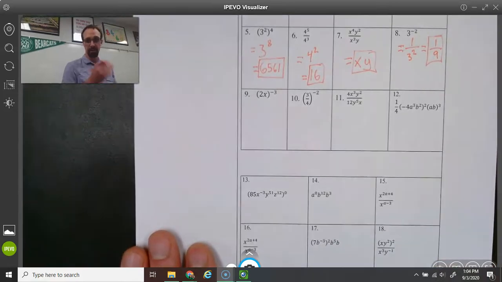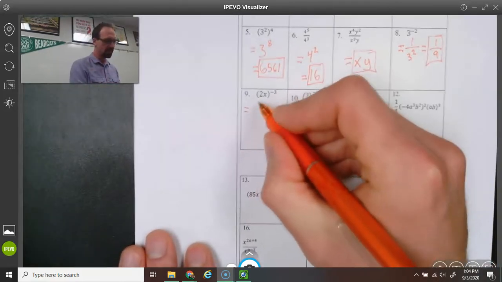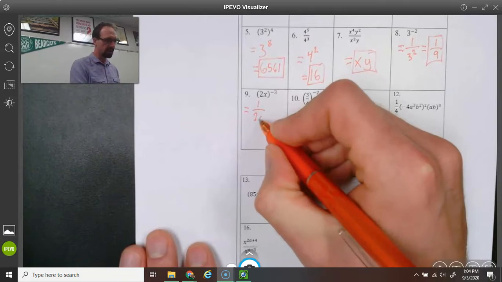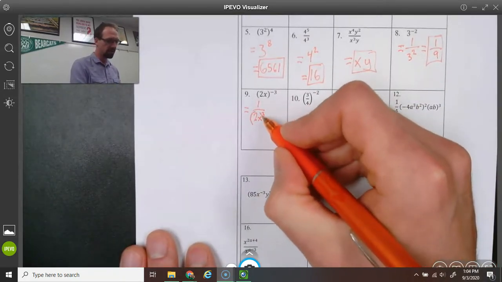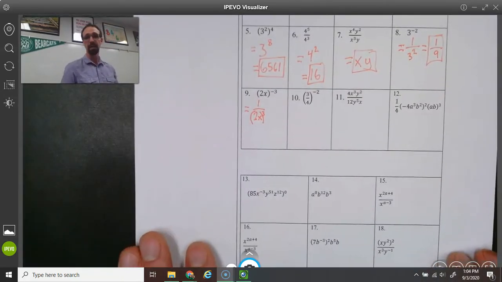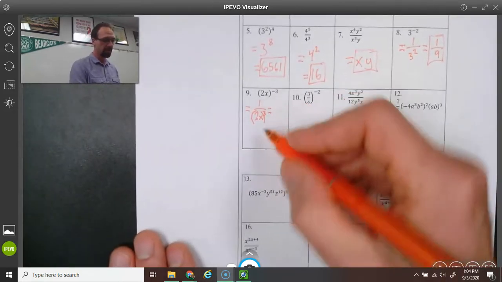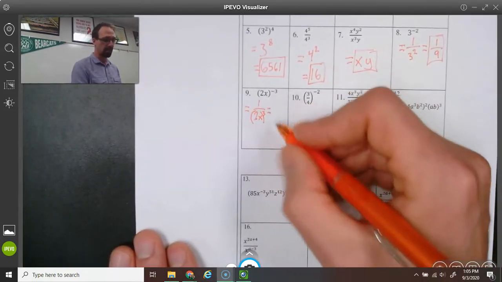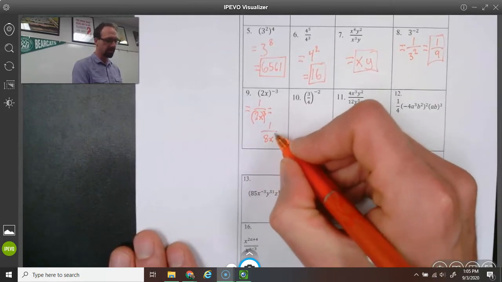Number 9, I have the quantity 2x, and that's all raised to the negative 3rd power. So that's going to move everything to the denominator, because it's the reciprocal, and then change the exponent. Now make sure you keep the parentheses around the 2 and the x, because the 2 also will become cubed using the power of a power property. So this is going to give me 1 over 8x cubed.